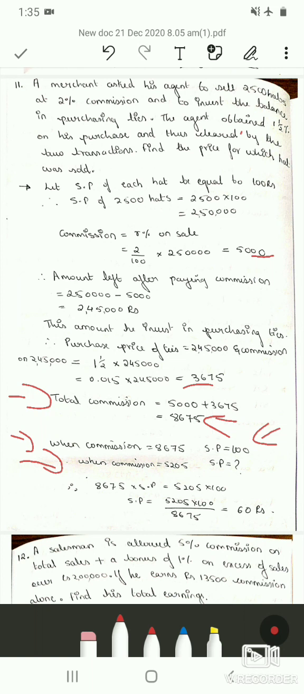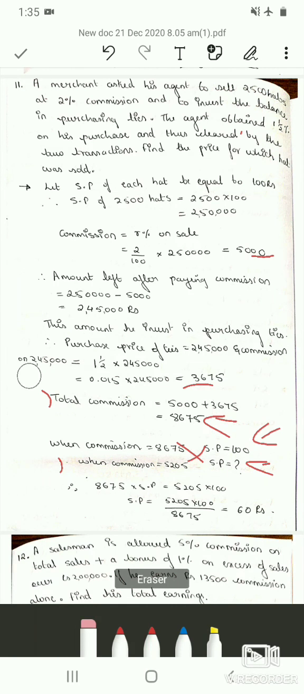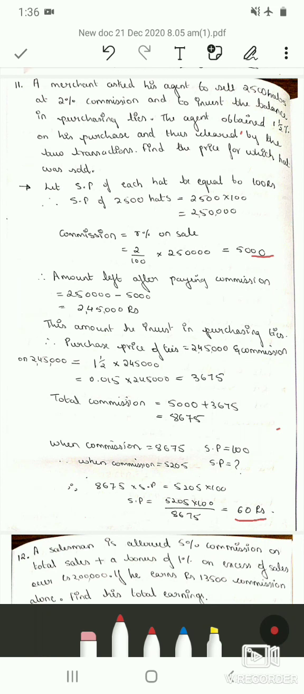In the question they have given that the commission obtained by the agent was rupees 5,205, and we have to find the selling price of a hat. So just cross multiply. Therefore we get 8,675 into the selling price of a hat is equal to 5,205 into 100. Therefore the selling price of a hat was 60 rupees. So analyze the question and accordingly try to simplify.